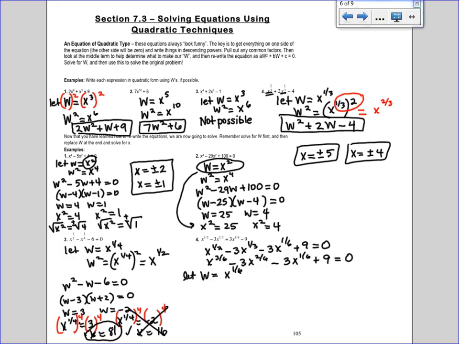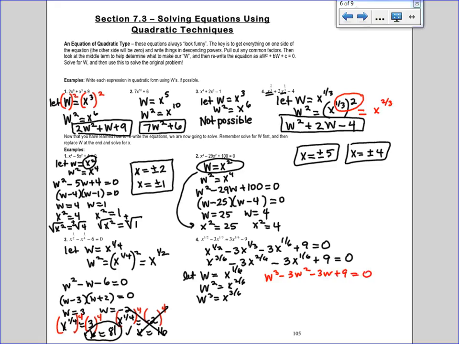So w equals x to the 1/6. That means that if I'm trying to get x to the 2/6, you would square both sides, so w squared equals x to the 2/6. And w cubed is what makes x to the 3/6. That's exactly what I want. I have w cubed minus 3w squared minus 3w plus 9 equals 0.